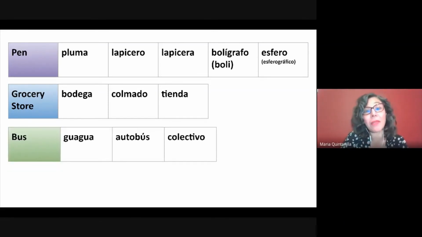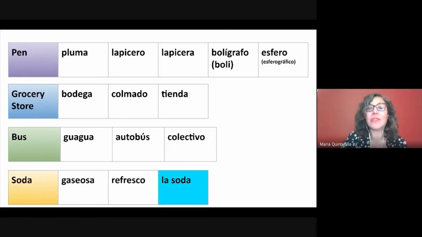How about the bus? Some Spanish speakers may call it la guagua. Some Spanish speakers may just say autobús. And some people may call it colectivo. These are just a few examples. There's pecera, there's just bus, many other ways.